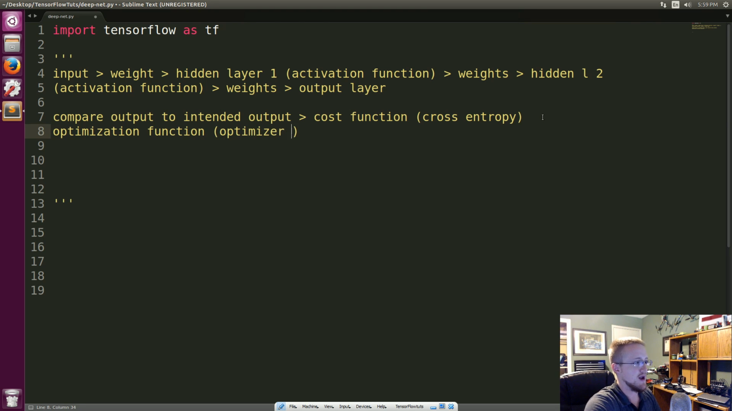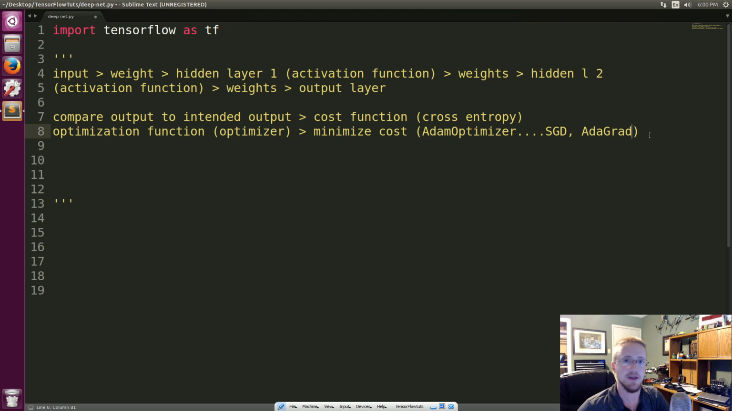We'll call it the optimizer, and that is going to attempt to minimize that cost. The example we're going to use is the Adam optimizer, but there's also stochastic gradient descent, AdaGrad, and even in TensorFlow there's like eight or something that you could use. So there's a lot of options there. And what that does is it goes backwards and manipulates the weights. That backwards motion and the manipulation of weights, that's your backpropagation.